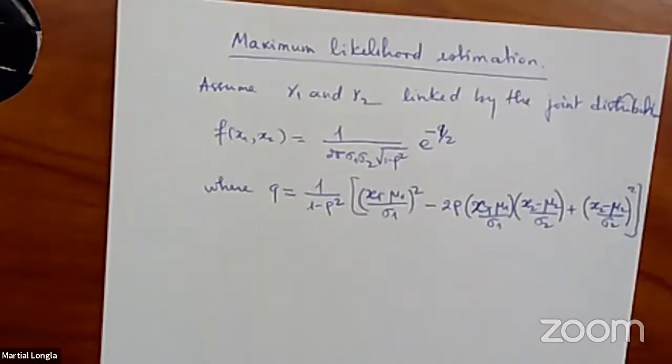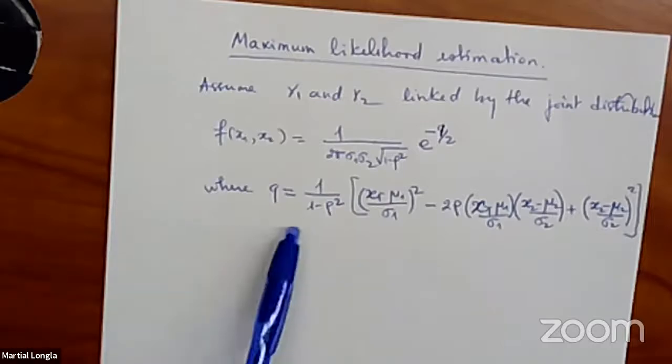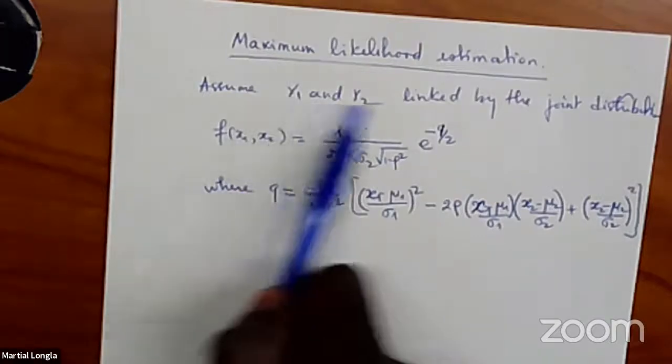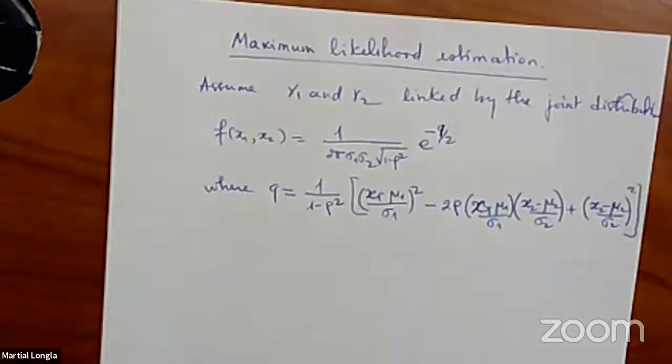This is the bivariate normal distribution, where the correlation is not equal to 0. So the random variables are not independent. Let's say we have this, and x1 and x2 are linked by that. This is the joint distribution.